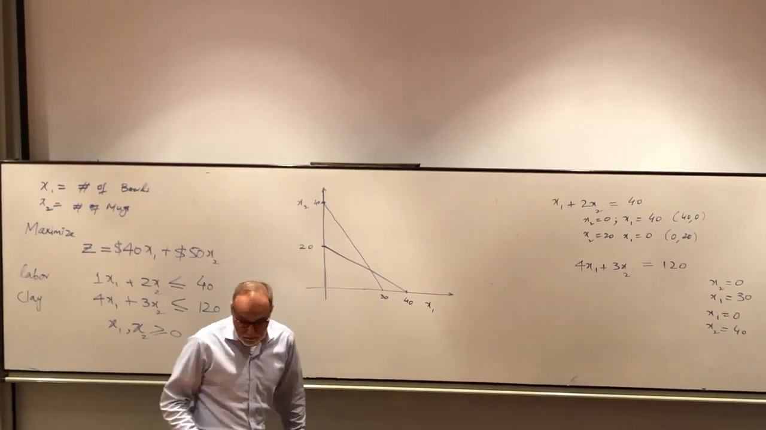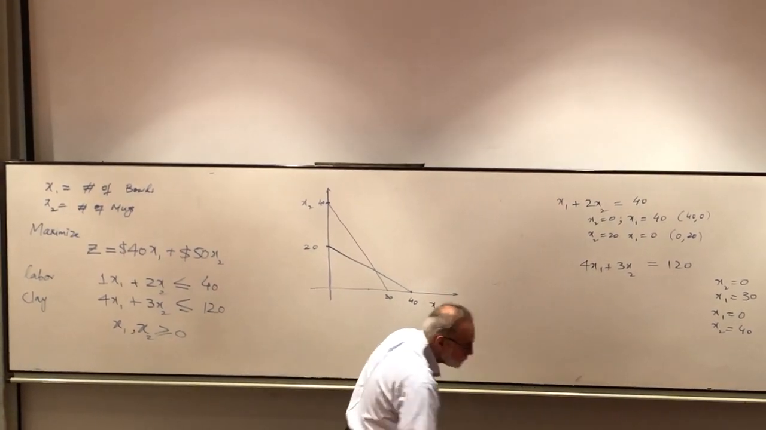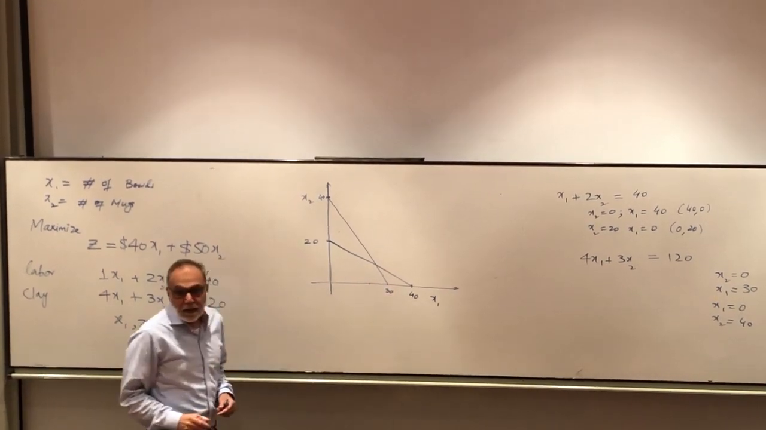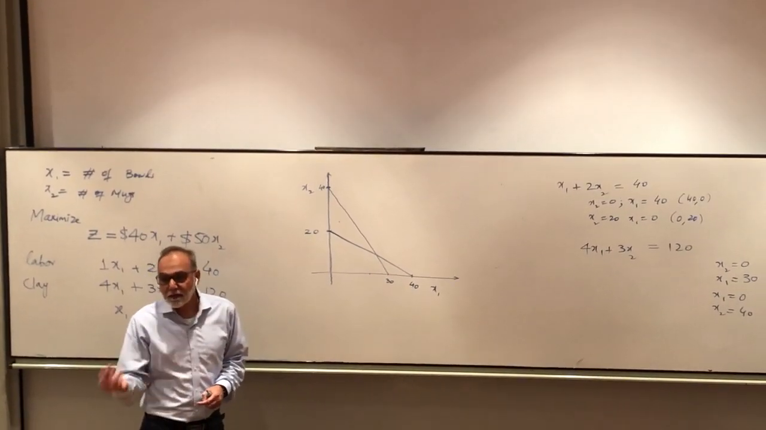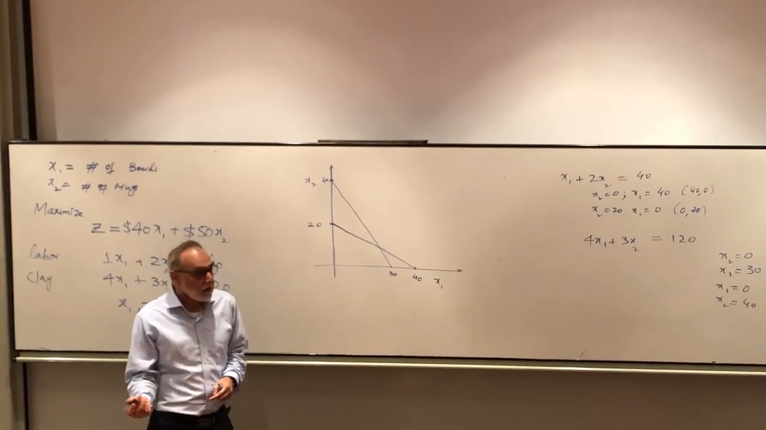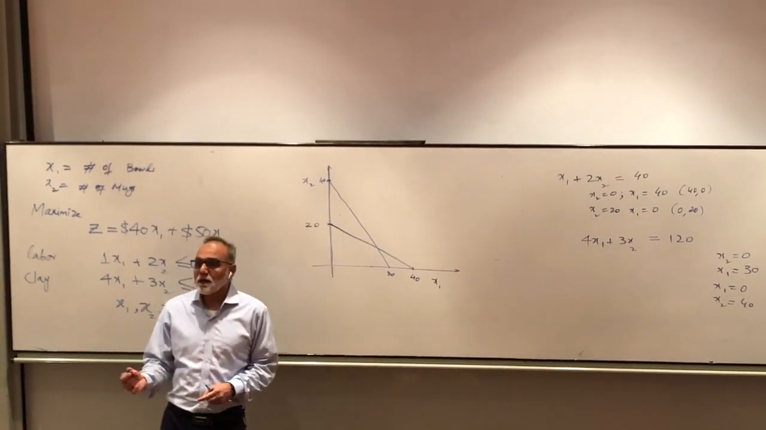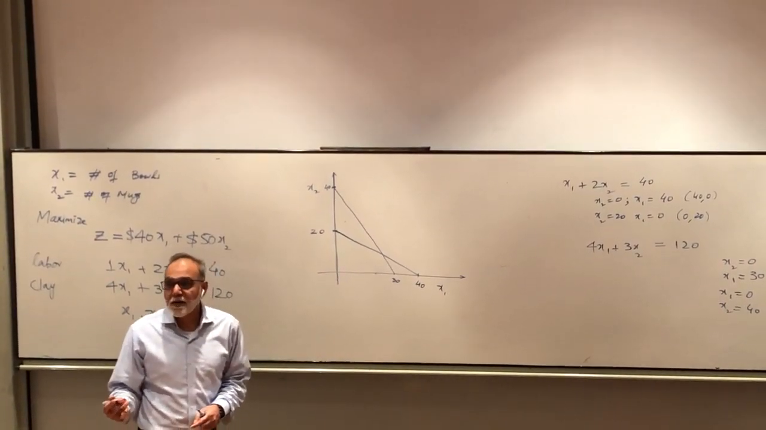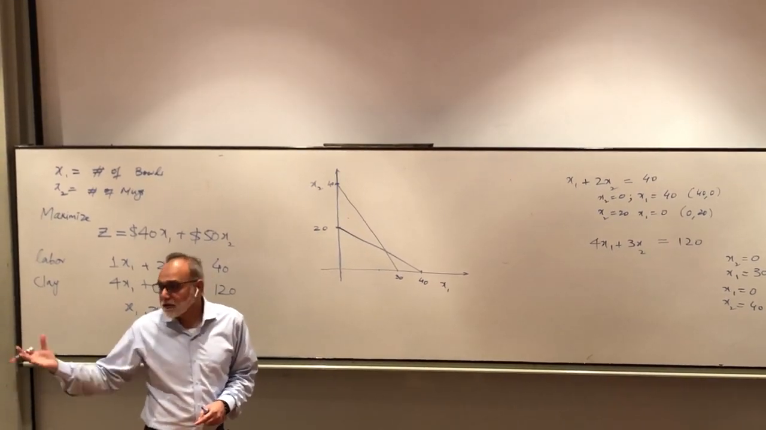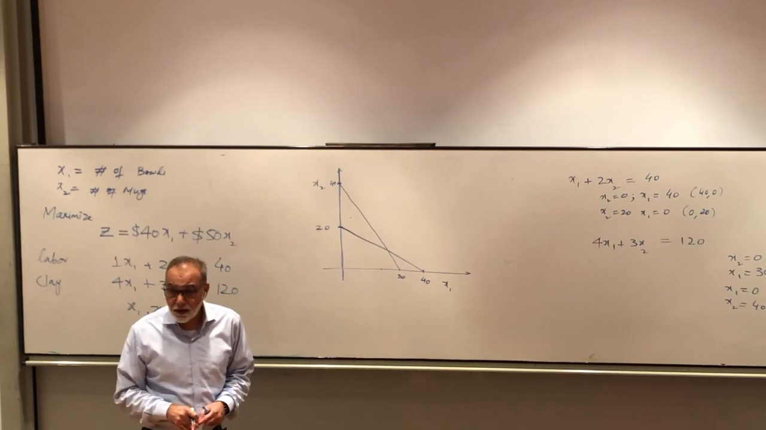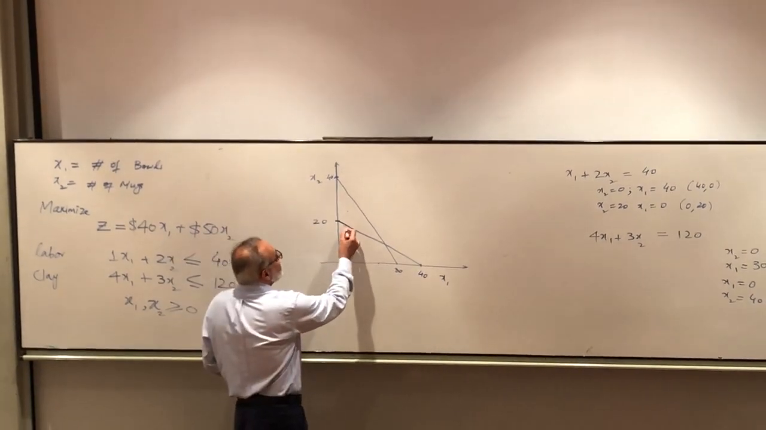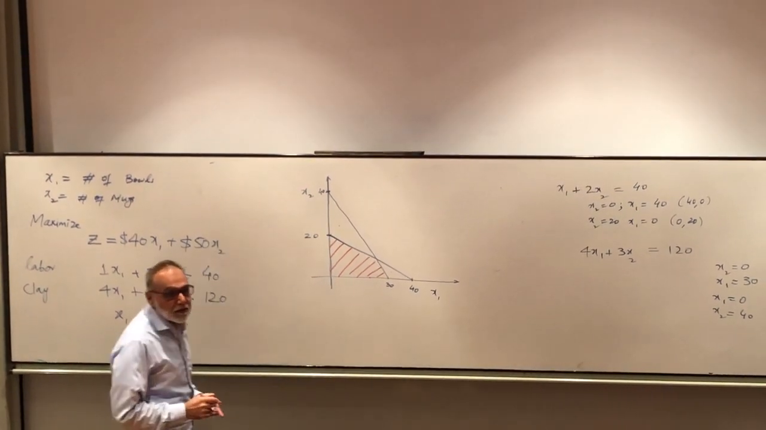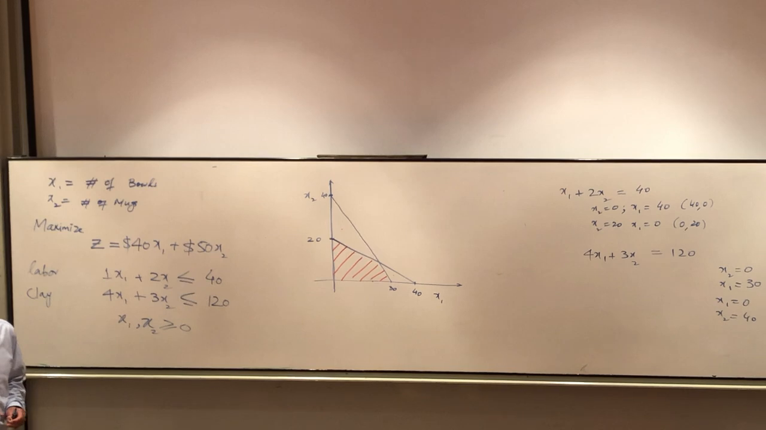Now, any point here, for example, or here, it is respecting one constraint, but it is violating the other constraint. So when both are satisfied, then that is called the feasible region, which means the region in which the solution lies, and that feasible region is this area. This is the feasible region.